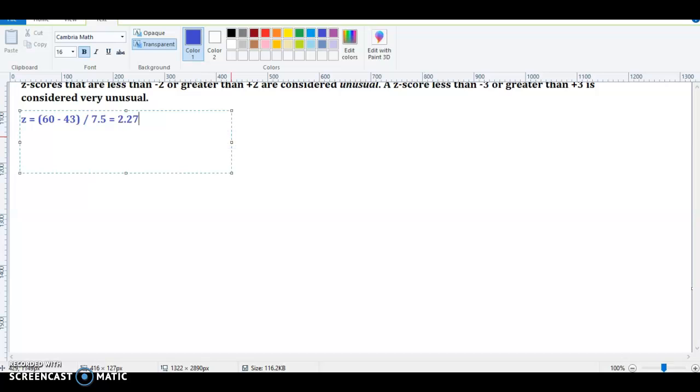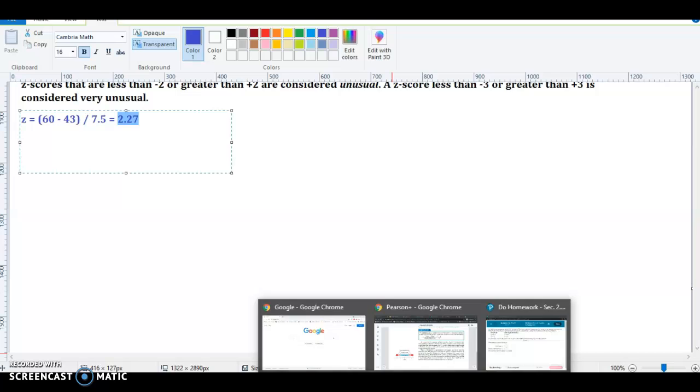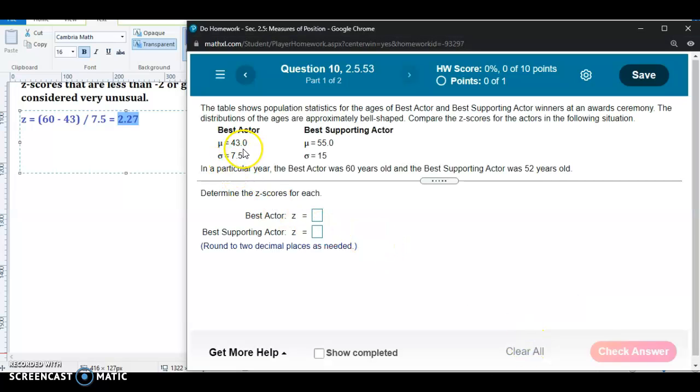Okay, so the z-score for the best actor's age at the time that actor won the award is 2.27. So that means the age of that best actor was 2.27 standard deviations above the mean. It's above the mean because obviously 60 is greater than the mean of 43. In the problem it said that the mean age of all best actors was 43. Obviously 60 is greater than 43, so the z-score for the best actor is going to be positive. In this case it's positive 2.27.